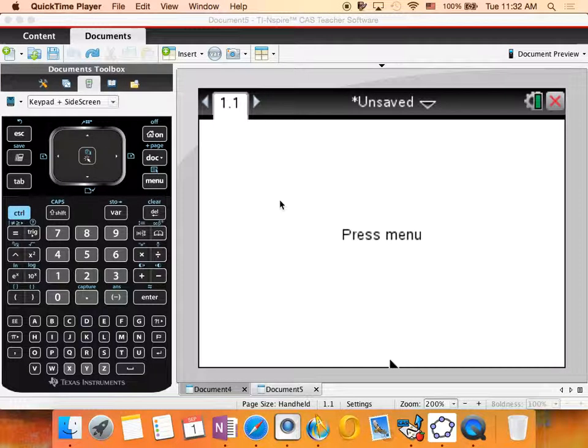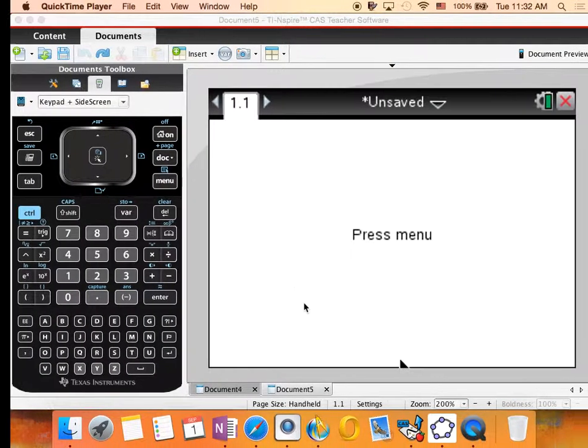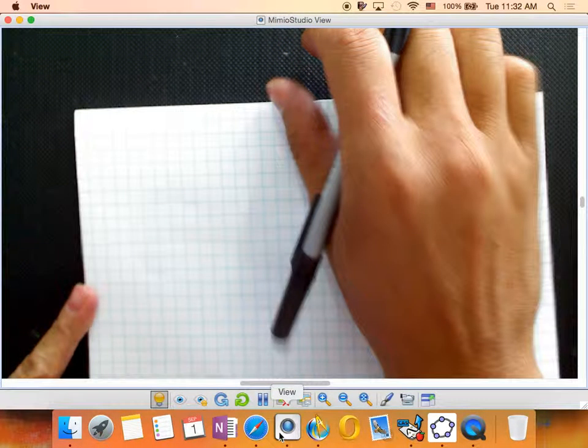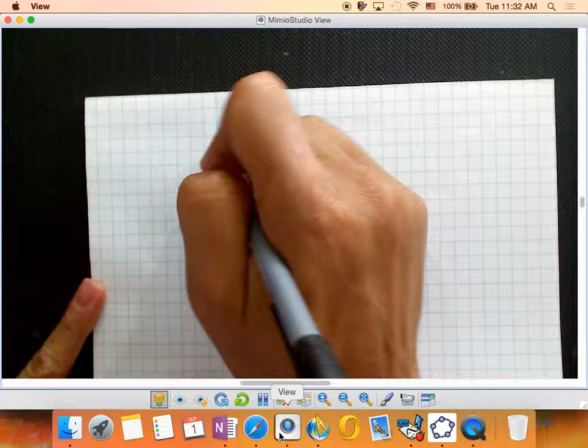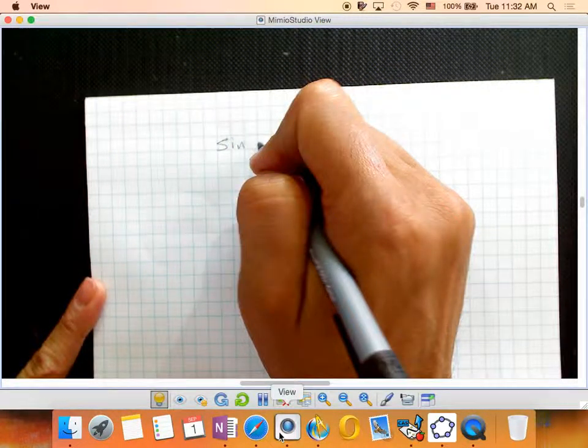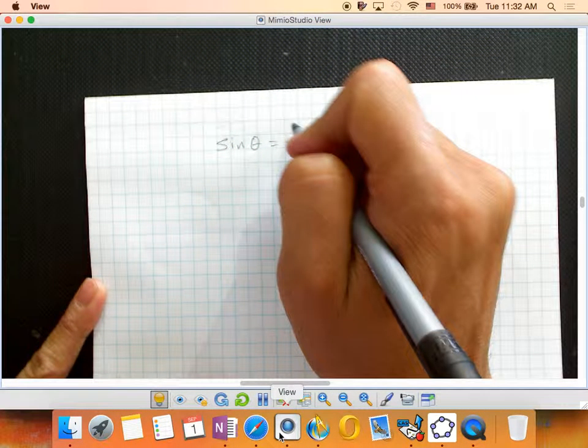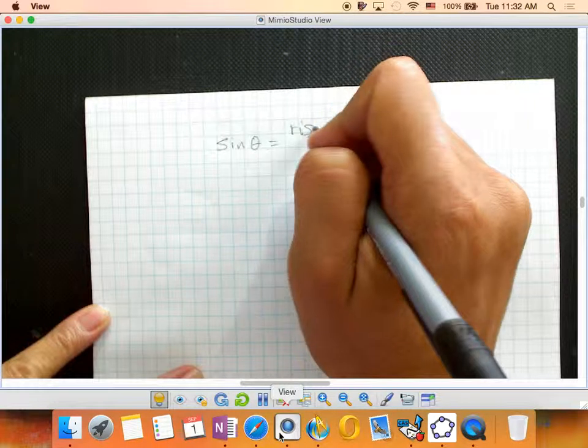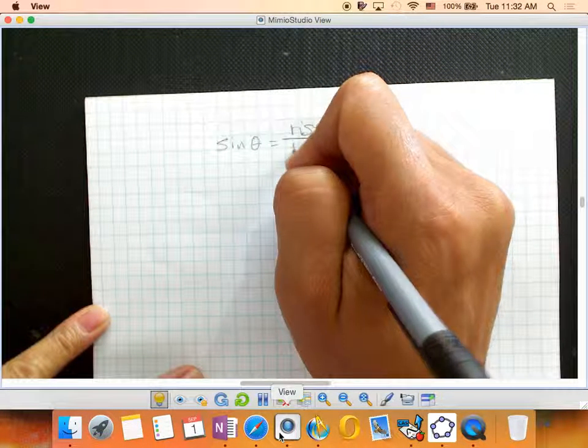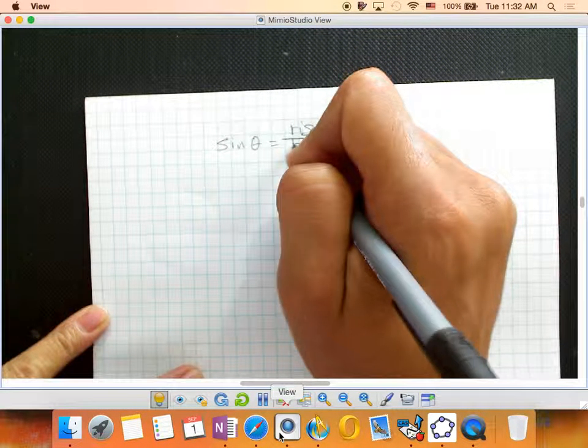This video is to go over graphing cosine and sine functions. So, first of all, let's understand what the sine and cosine is. Sine theta equals rise divided by radius or hypotenuse.